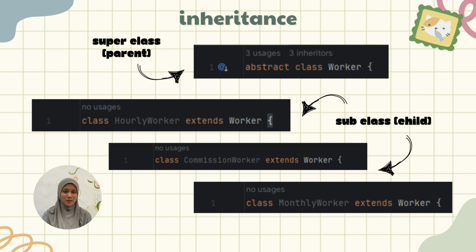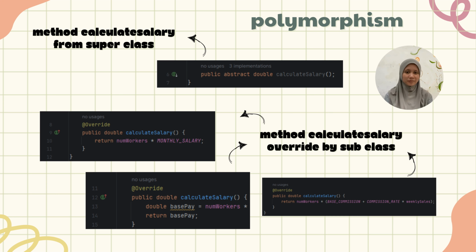That's all for encapsulation. Now let's move on to the next feature, inheritance. For inheritance, the worker class is the superclass, and it is used by the subclasses, namely hourly worker, commission worker, and monthly worker, by using the extends keyword. This means all of these subclasses inherit all the fields and methods defined in the worker class, including the workers field and the abstract calculate salary method. Last but not least, polymorphism.